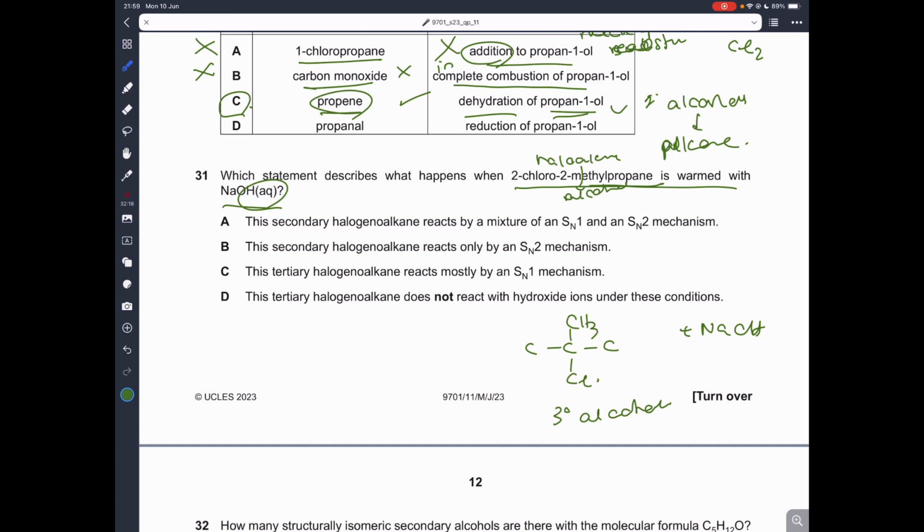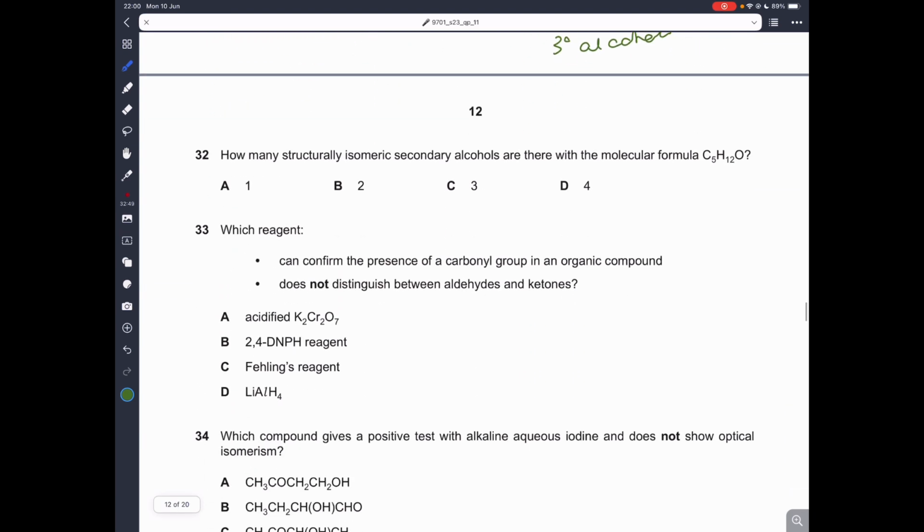Now, remember, when a tertiary haloalkane undergoes nucleophilic substitution with NaOH, it undergoes the SN1 pathway. So the tertiary haloalkane reacts mostly by an SN1 mechanism. So C is the correct answer. Let's look at option A quickly: the secondary haloalkane reacts by a mixture of SN1 and SN2 mechanism. This is not a secondary, this is a tertiary. So A and B are wrong. D, the tertiary haloalkane does not react with hydroxide anion? No, they do react. So C is the correct answer.